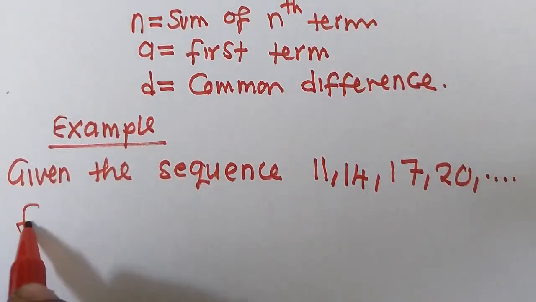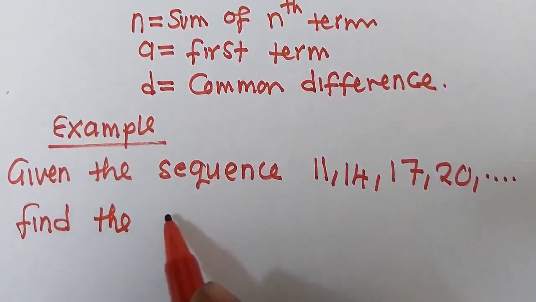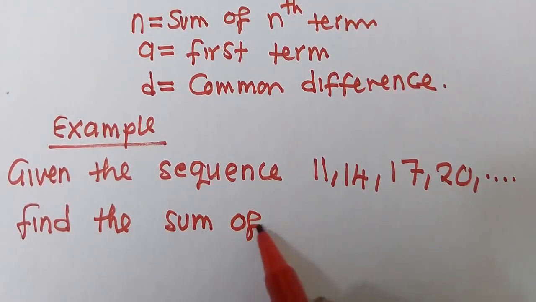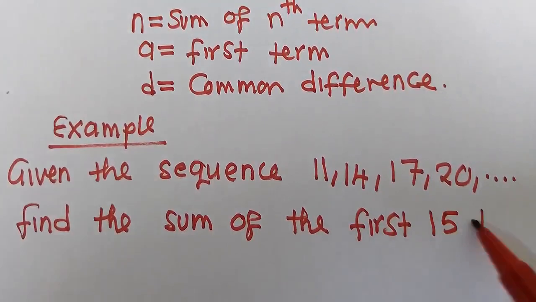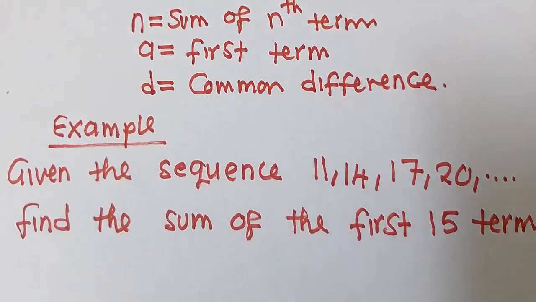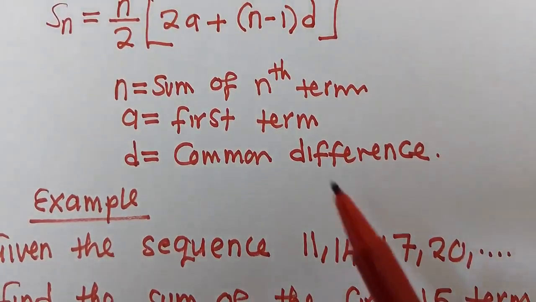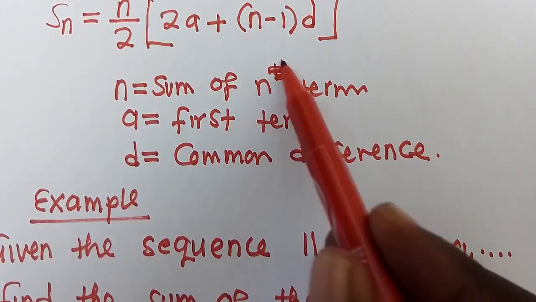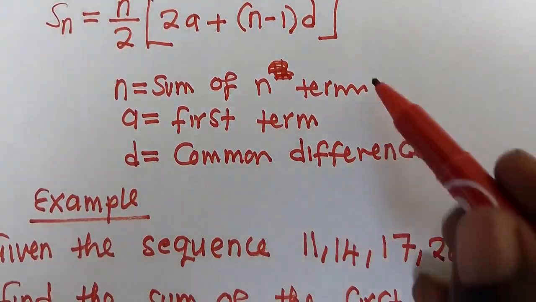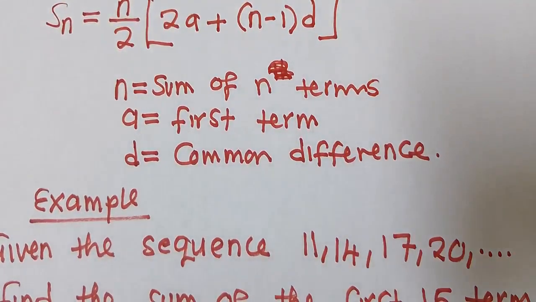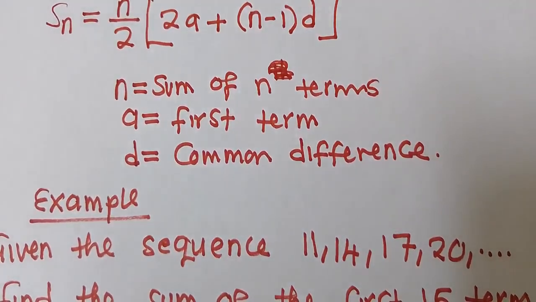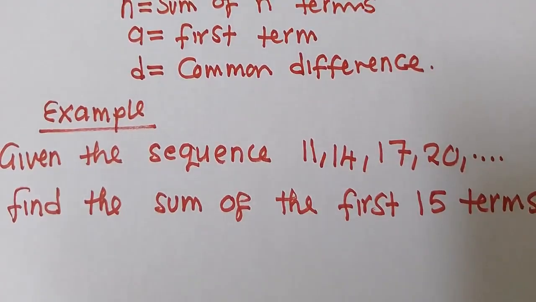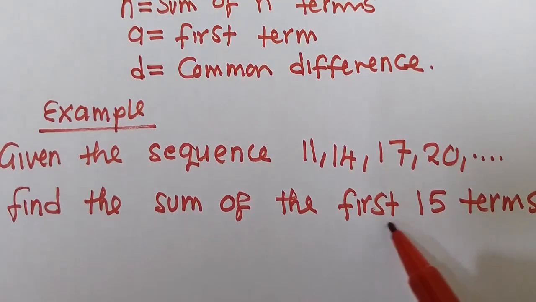The question is saying, find the sum of the first 15 terms. First 15 terms. So here where I wrote the sum of the nth term, it is the sum of n terms. It can be the sum of 6 terms, the sum of 10 terms, the sum of 20 terms, just like that. According to this question, we are told to find the sum of the first 15 terms.